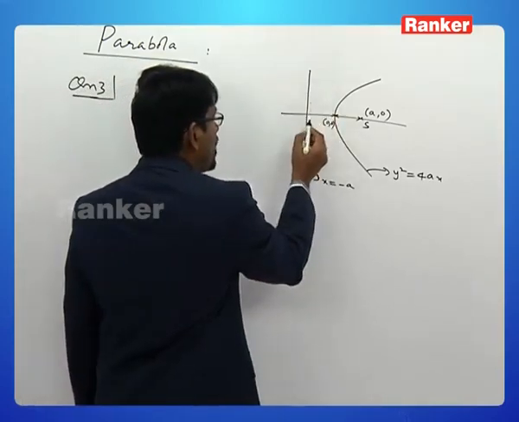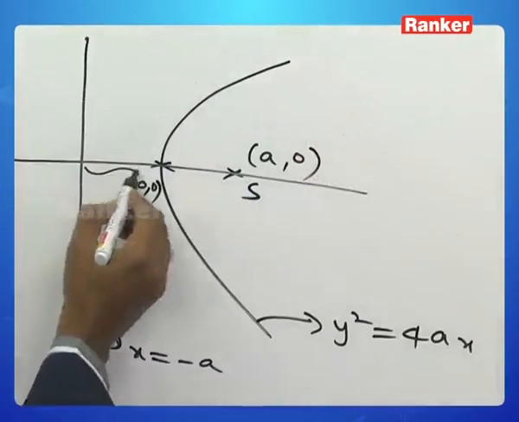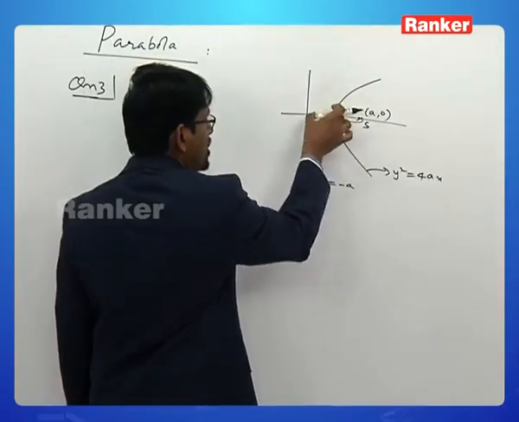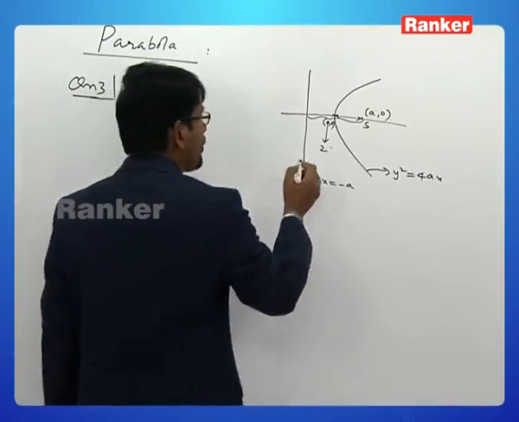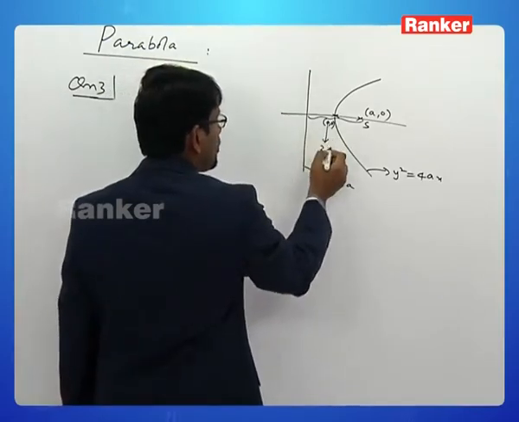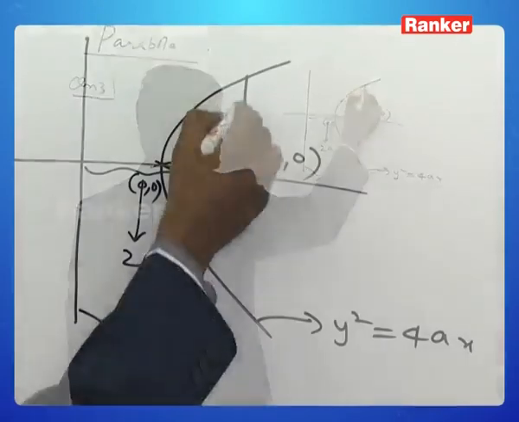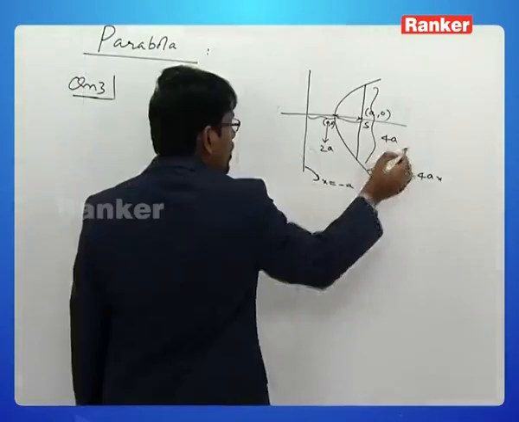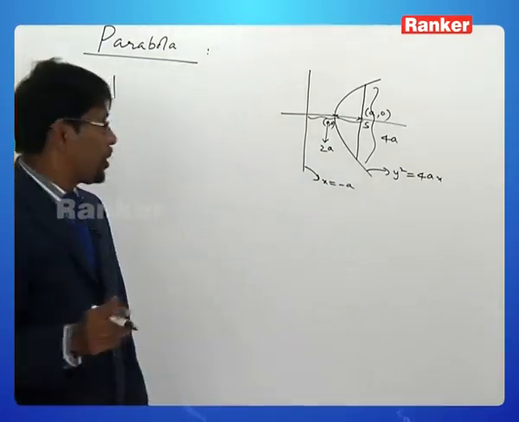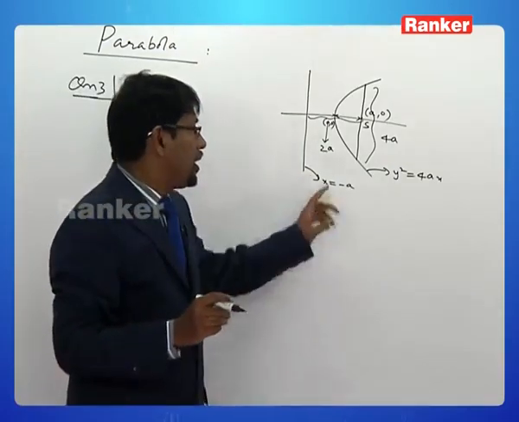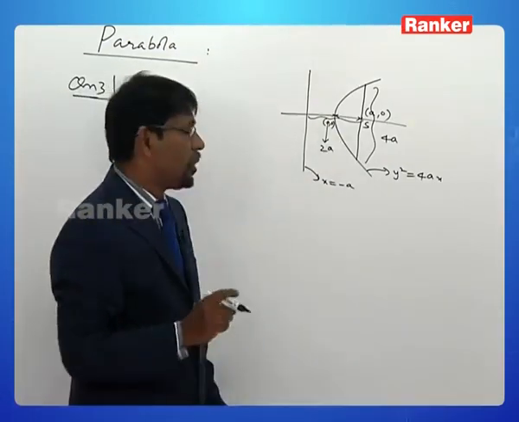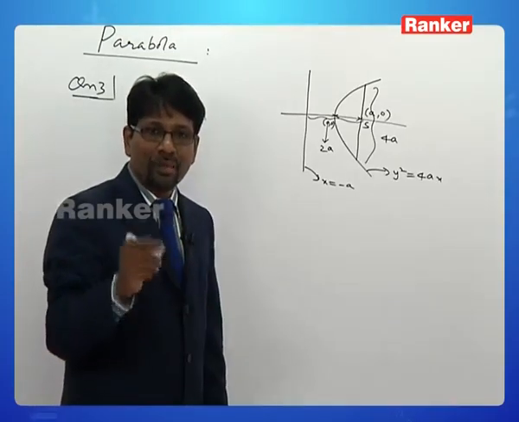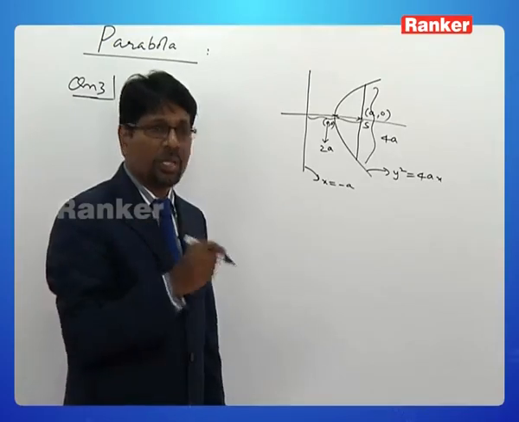Okay. Now this distance is 2a, because this is a units and this is a units. That's 2a. What is the length of the latus rectum? We said 4a. So the distance from focus to the directrix is half the length of the latus rectum, or in other words, the length of the latus rectum is double the distance from focus to the directrix.